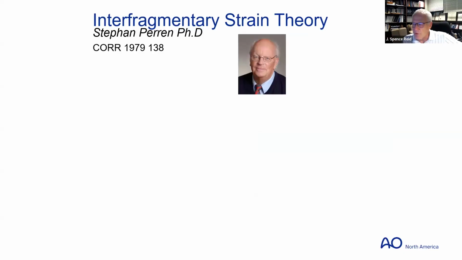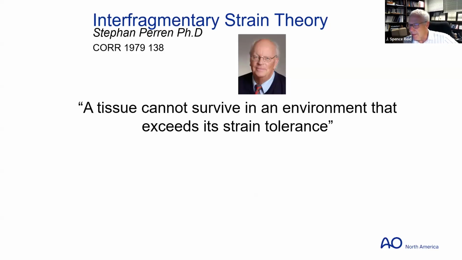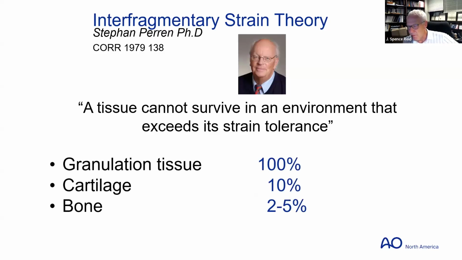And the other people have offered subtle variations on this, but this has held up fairly well over time. This was first presented in the English literature, or the American literature, in 1979. He was a hero over in the AO world in Switzerland. And he stated very simply that a tissue can't survive in an environment that exceeds its strain tolerance. And he calculated the strain tolerance of the 3 types of tissue that will appear in secondary fracture healing. You first get granulation tissue, then cartilage and bone.